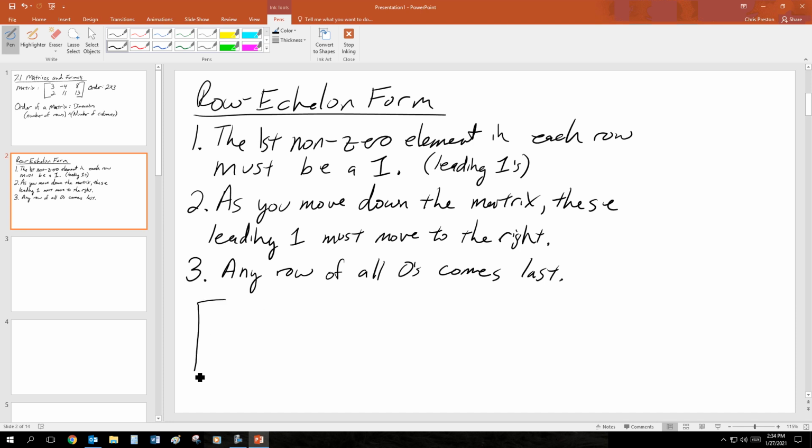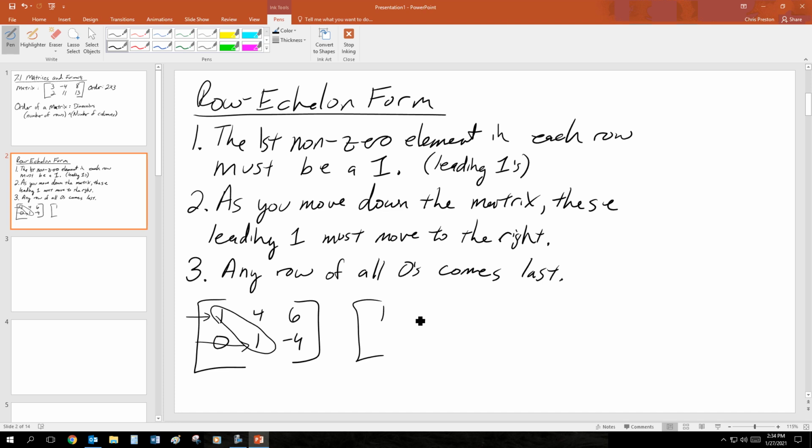So a nice kind of ideal situation might be something along the lines of something like that. So the first thing I run into in each row that's not a 0 is a 1. And as I move down, my 1s get farther to the right. Now, in this example, they made this nice little perfect diagonal of 1s, but that's not necessary. It doesn't have to work out that way.